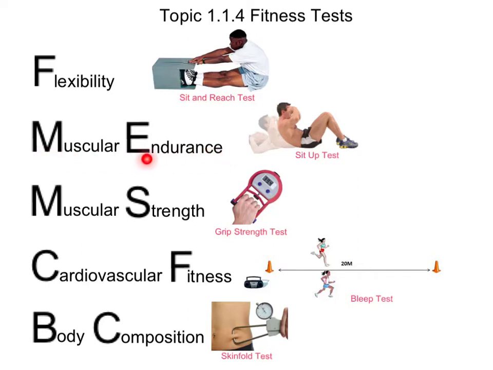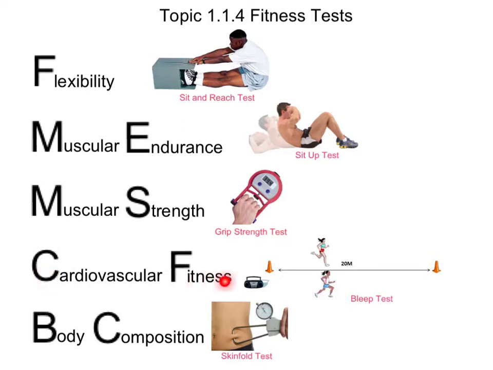The next component is muscular endurance, and as you can see a test for this is a sit-up test which looks at how many sit-ups you can perform in 1 minute. Other tests for muscular endurance could be the press-up test or the Harvard step test, which involves stepping up and down onto a bench. The test for muscular strength, as you can see, is the grip strength test. This is performed using a hand grip dynamometer and squeezing this as tightly as possible, and your score is displayed on screen once you have performed the test.